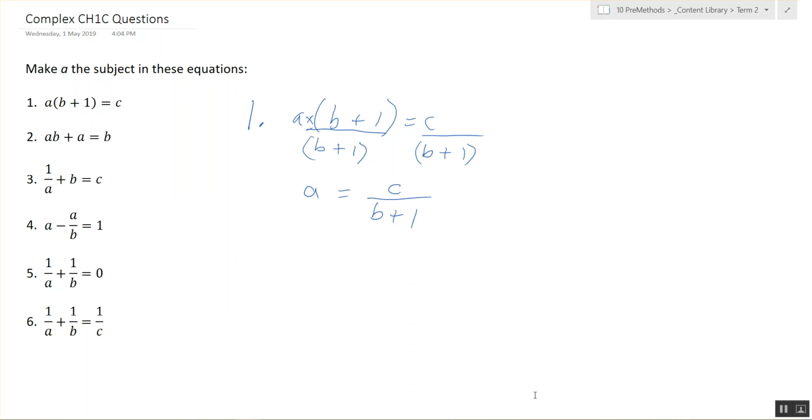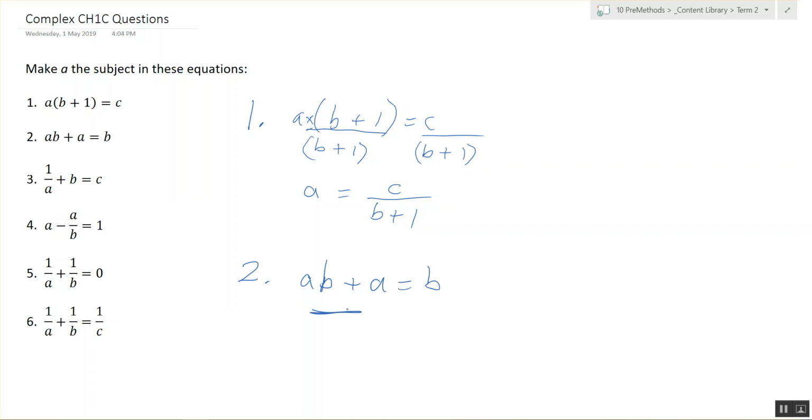Alright, so we've isolated a. Let's do the next one. Question 2. Again, we want to make a the subject. So we have ab plus a equals b. We want to make a the subject.